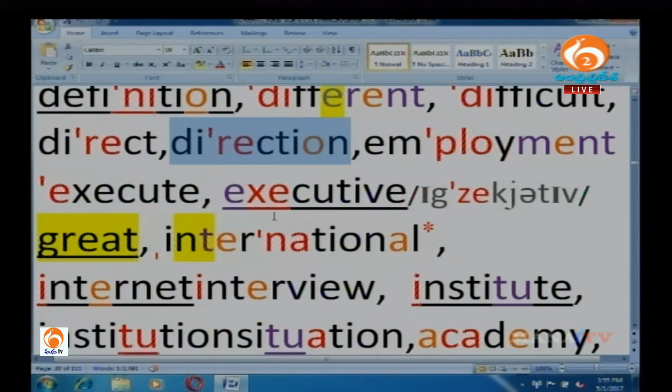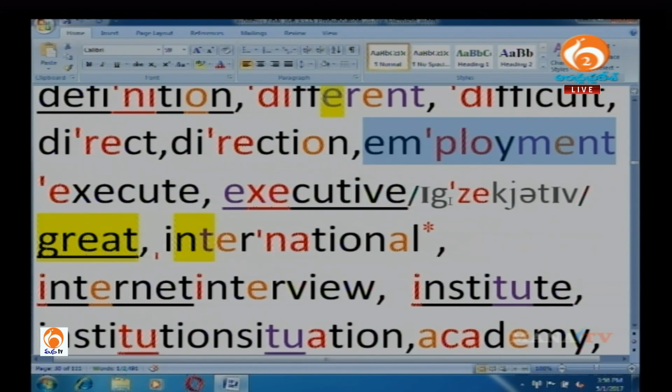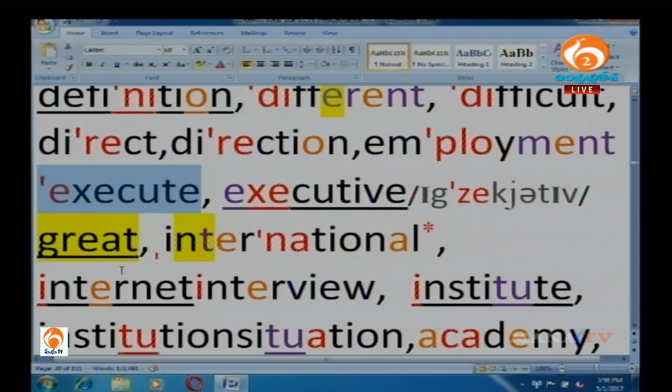How about this? "Direction" or "direction," okay? Both are correct. This one, "employment." This one, "execute." Many people have difficulty pronouncing this one, because English is not a phonetic language. You have to hear the word from somebody who speaks English very well and copy that. BBC, Oxford Dictionary, or CNN, somebody who speaks very well, learn directly from them. Do not learn from people who do not speak English very well. Your accent will become wrong, then it's very difficult to change it, okay?